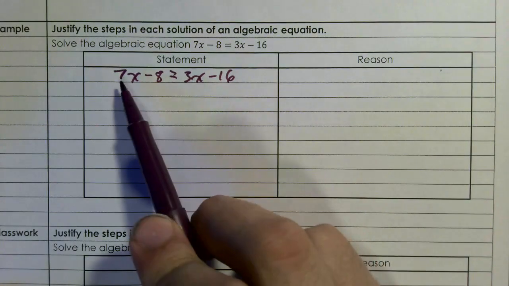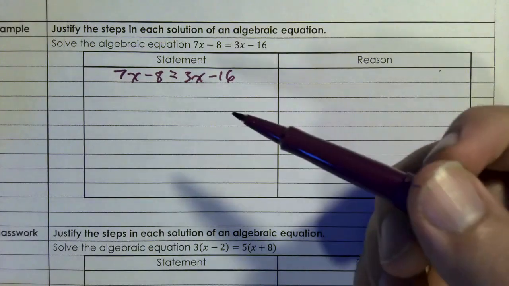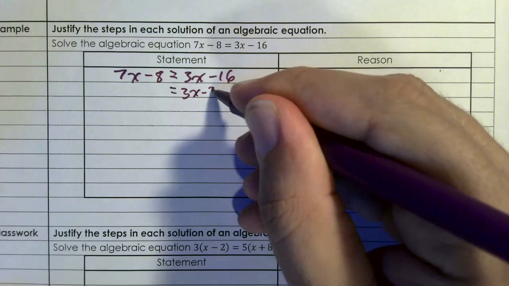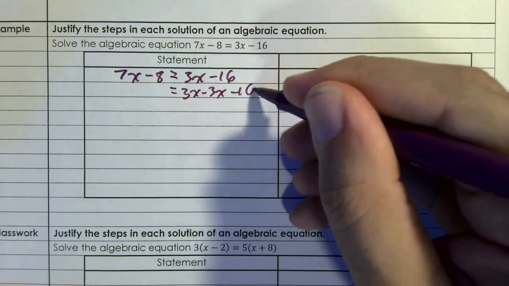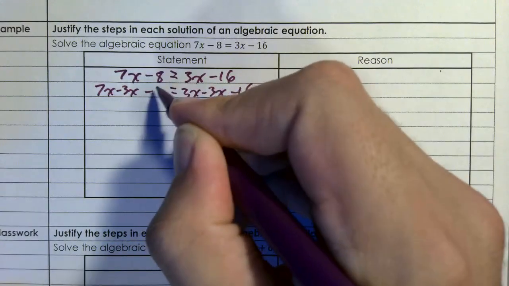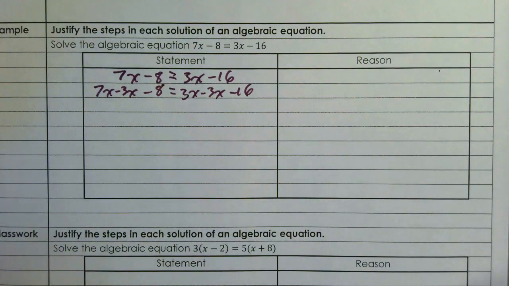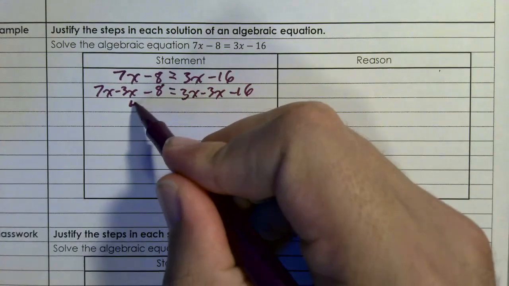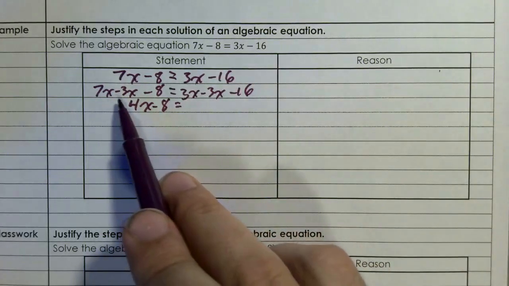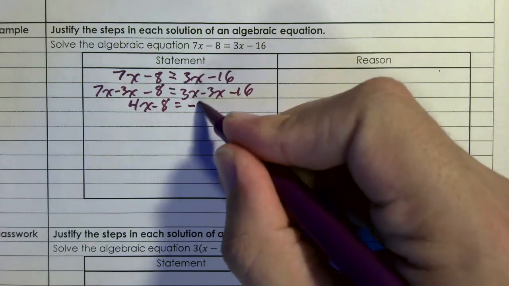So first thing I want to do is bring that 3x to the other side. And the way I would do that is subtract 3x from both sides. So I want to do 3x minus 3x, keep that negative 16, and I want to do 7x minus 3x minus 8. You can move the 7, that works fine too, but I wanted to move the 3. Move the thing you want. So 4x minus 8 equals, 7x minus 3x is 4x. 3x minus 3x, that's gone.